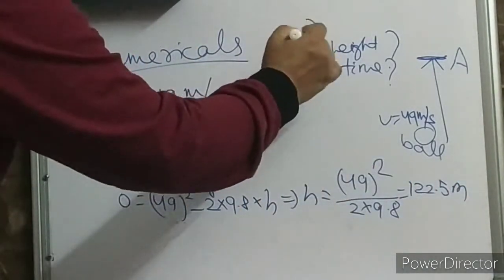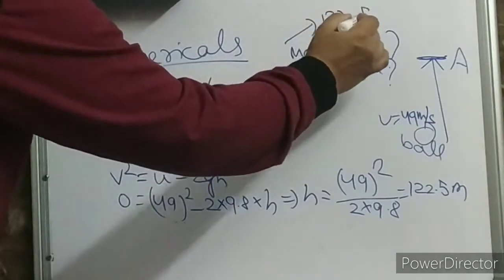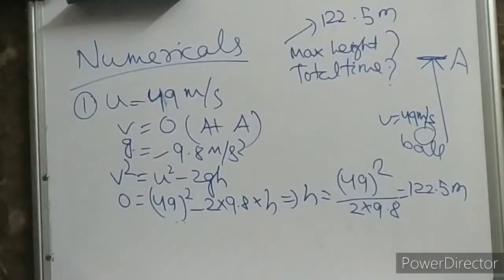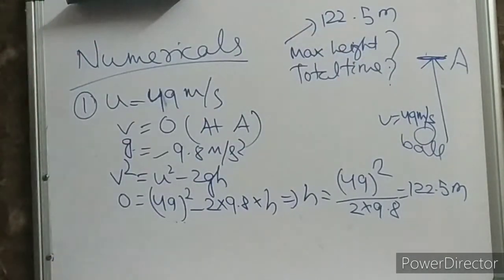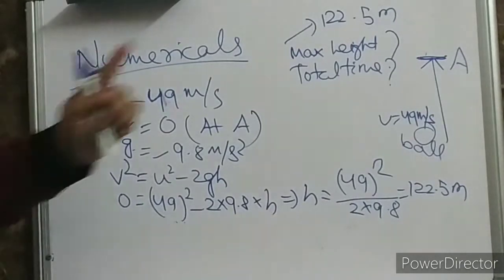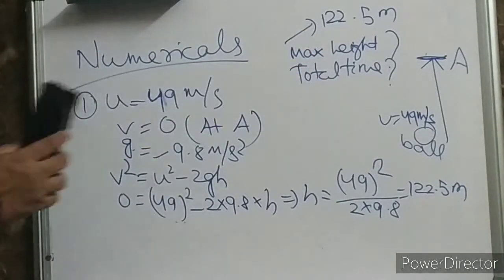So you got this answer, 122.5 meter, the maximum height. So this ball raised to the height of 122.5. If there is any calculation mistake, please let me know. Just calculate, children. This part clear? Now we'll come to the total time.